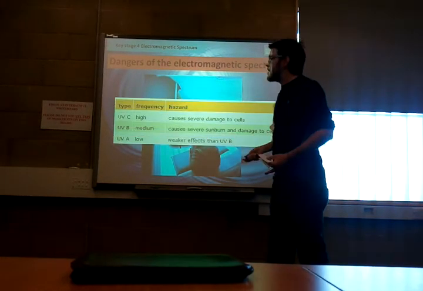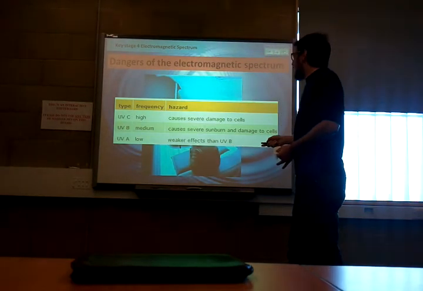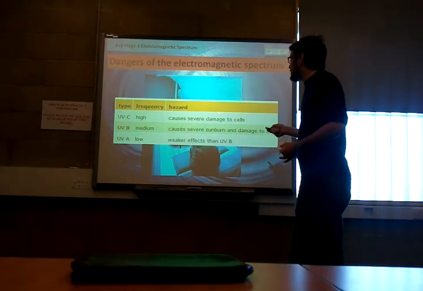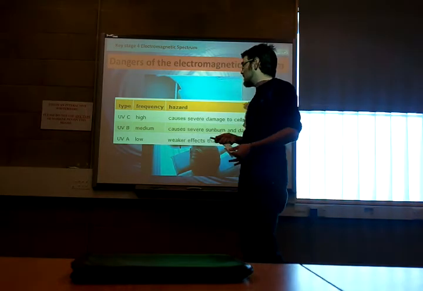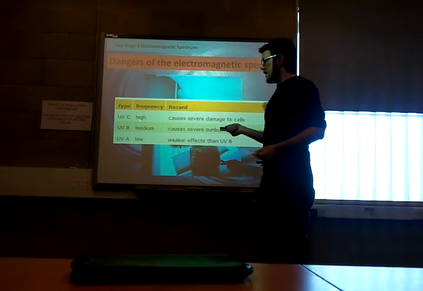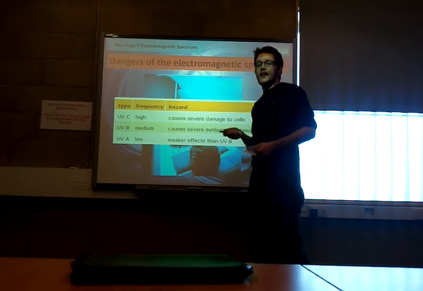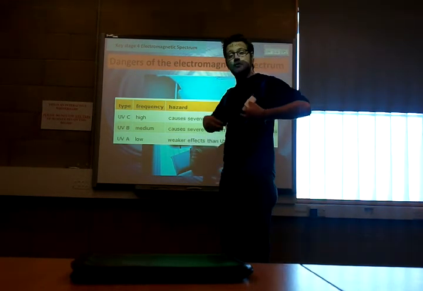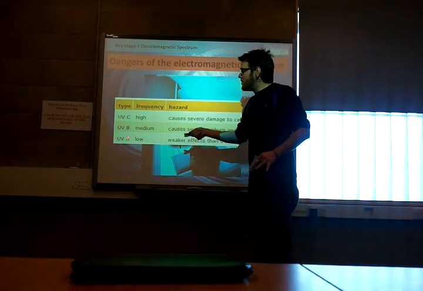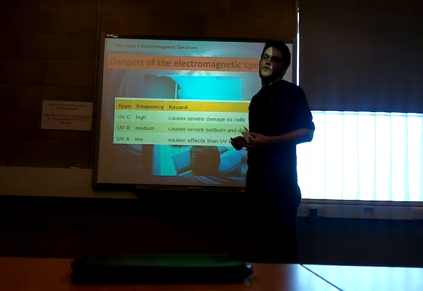And the reason for this is that there are three main types of UV. There's UVA, which is a low frequency. This has weaker effects than UVB. UVB has a medium frequency, and this can cause severe sunburn and damage to the skin cells. And then top of the range, UVC, which is high frequency, and this can cause severe damage to the skin cells. So this is how your body tries to protect you. It tries to go as dark as possible to prevent these UV rays getting to the lower levels of your skin and damaging those skin cells for future growth.